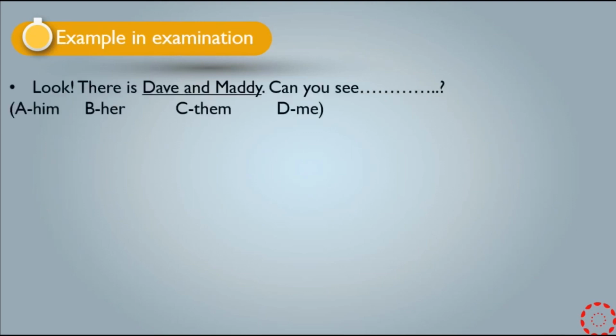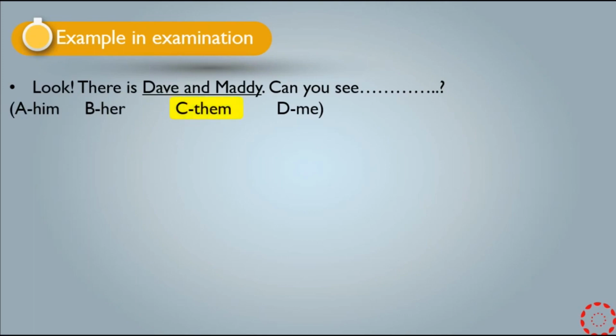It comes like this. Look, there is Dave and Maddie. Can you see the dash? The question is underlining two names, which are Dave and Maddie. And the options are him, her, them, and me. So you have to know that Dave and Maddie are plural, and decide which of the following is correct. So you have to choose them.